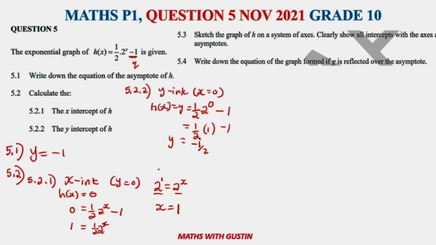Okay, great stuff. So that's what we have there, negative half. So let's move on to 5.3. It says that we need to sketch the graph of h on the axis, clearly show all intercepts with the axis and the line of asymptotes.